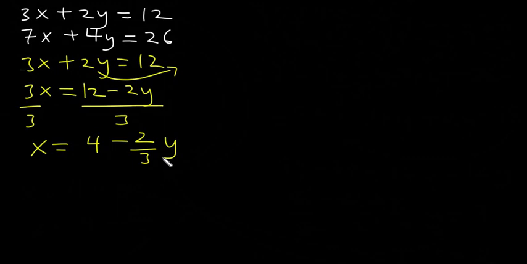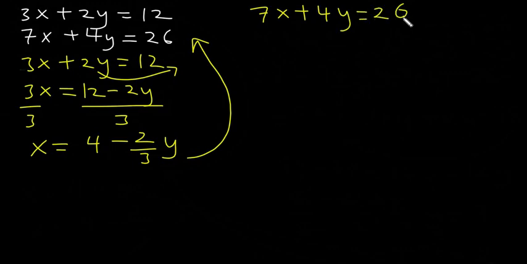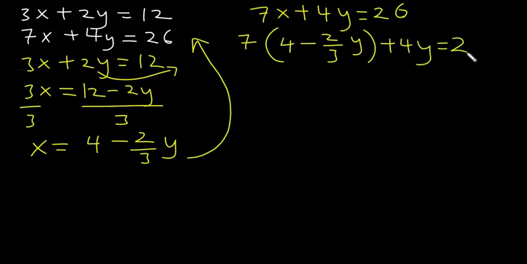Once we have done that, we are now going to replace x in the other equation with 4 minus 2 over 3 y. So the other equation is 7x plus 4y is equal to 26. Wherever we have x, we're going to replace it with 4 minus 2 over 3 y. So we're going to have 7, and instead of writing x, we write 4 minus 2 over 3 y, and then plus 4y is equal to 26.